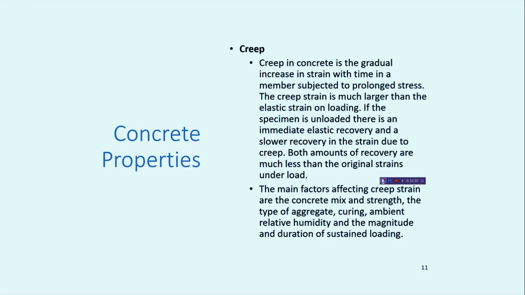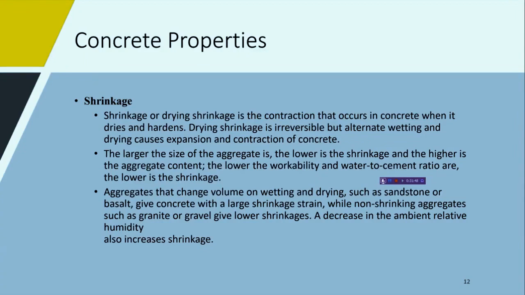The main factors affecting creep strain are the concrete mix and strength, the type of aggregate, curing, and relative humidity, and the magnitude and duration of sustained load. Dia depends on macam-macam factors. So antara factorsnya adalah ni lah. And lastly is shrinkage. So shrinkage or drying shrinkage is the contraction that occurs in concrete when it dries and hardens.